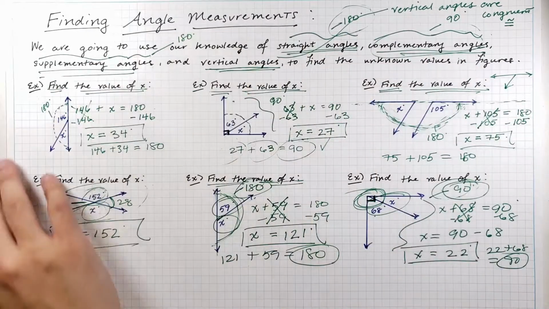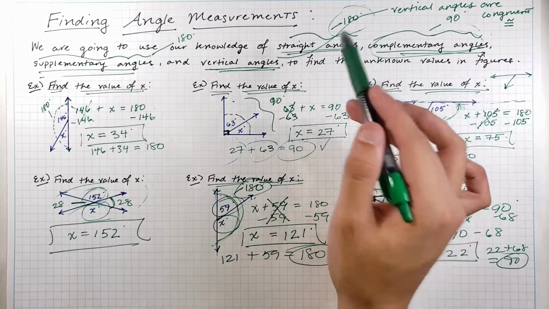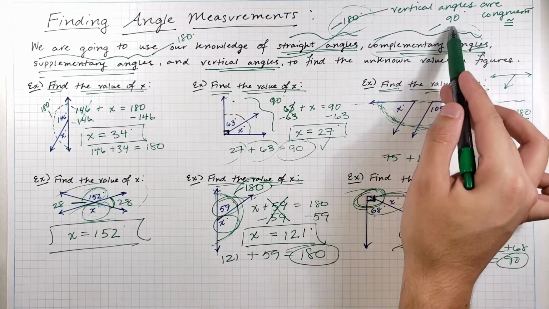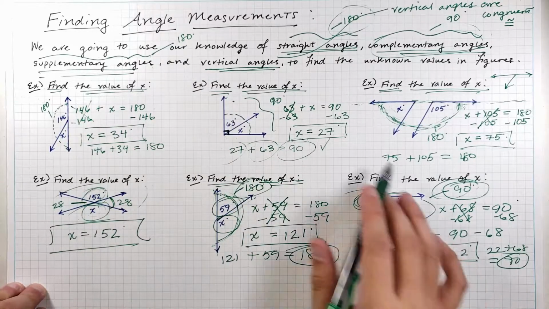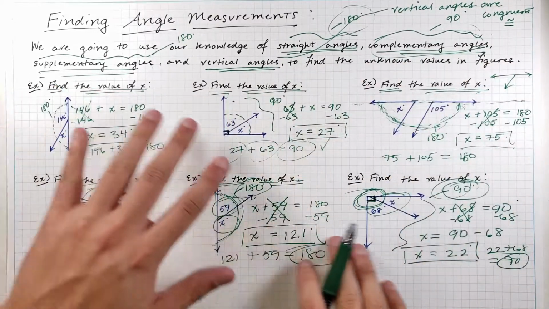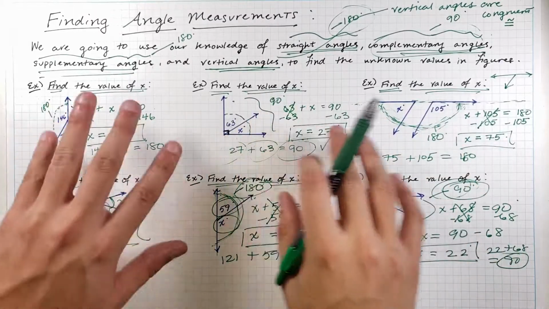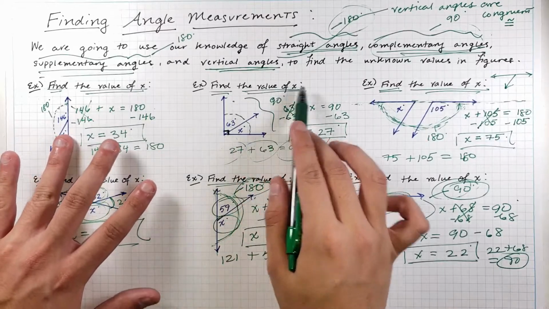So I'm gonna do a little flash review. We talked about finding angle measurements. We know straight angles are 180. Vertical angles are congruent. Complementary angles are 90 degrees. Supplementary angles are 180. So we looked at some examples of how sometimes in these geometry problems, the x is going to be missing. The x, we need to find out what it's equal to.